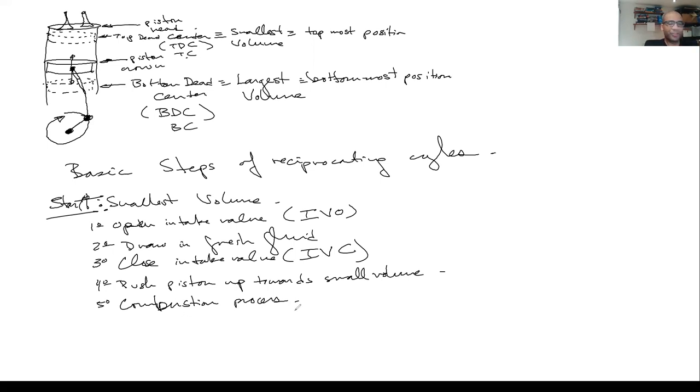So we have some kind of combustion process. This allows us to release chemical energy into thermal energy, thermal or internal energy.